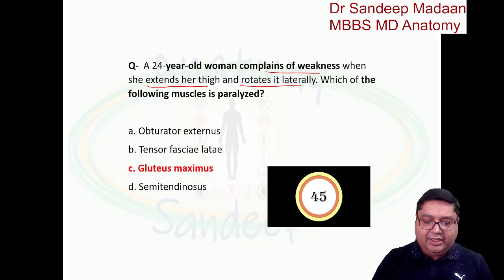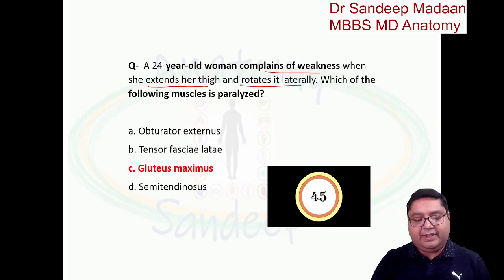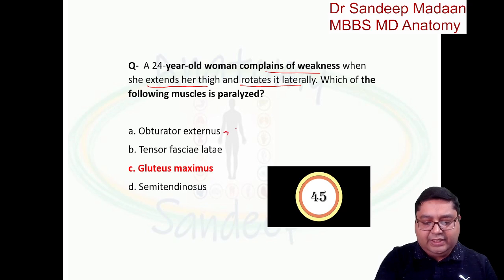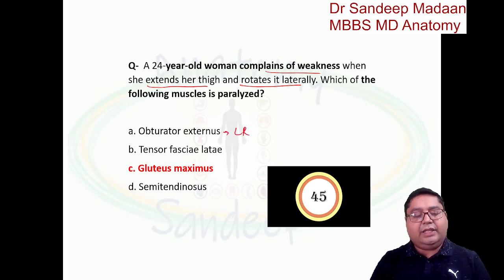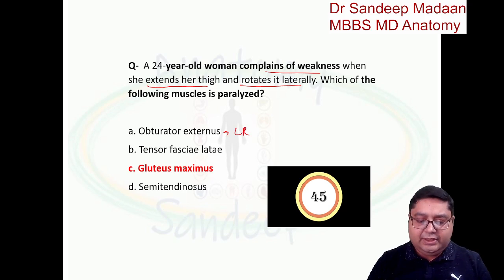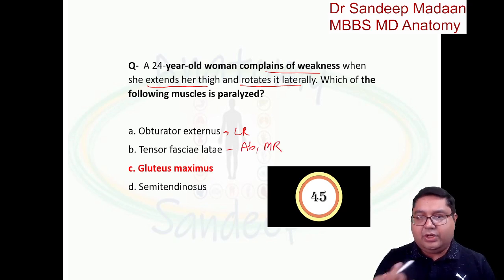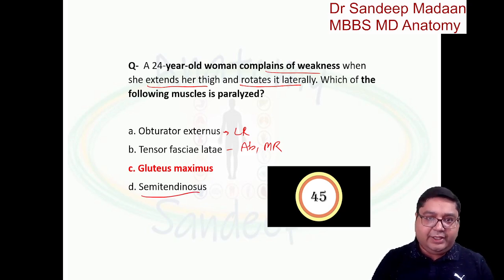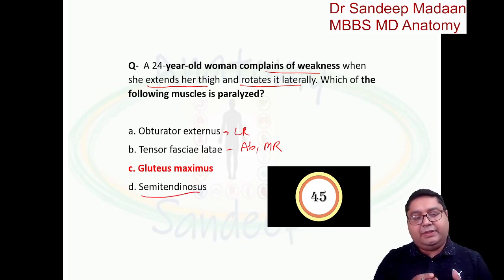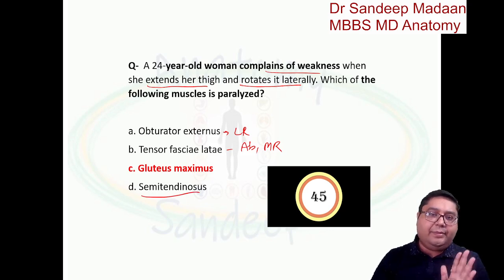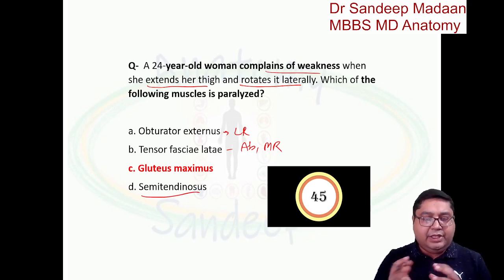So basically among these, what actions do these muscles have? Obturator internus can do lateral rotation. It is a short lateral rotator muscle, but so far as extension of the thigh, it won't be able to do it. But tensor fascia lata, along with gluteus medius and minimus, is a powerful abductor and medial rotator, but it is not involved in the extension again. Semitendinosus can do the extension of the thigh, okay, because it is a part of the hamstring muscles. They are involved in hip extension and knee flexion, okay.